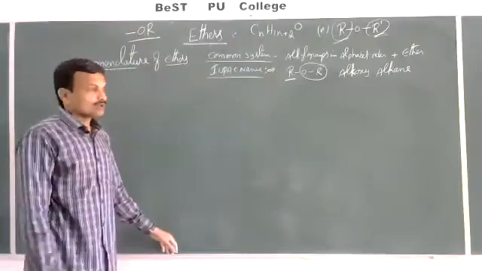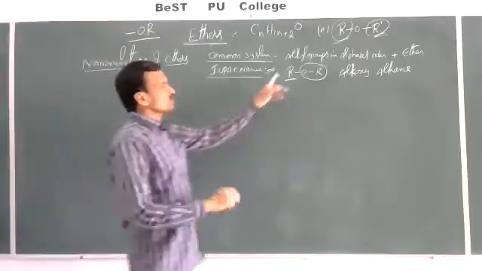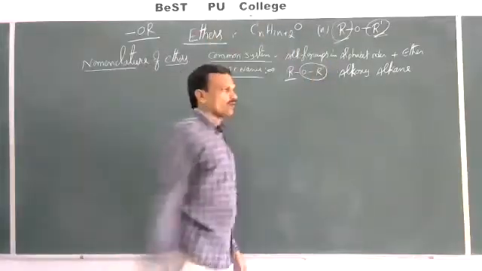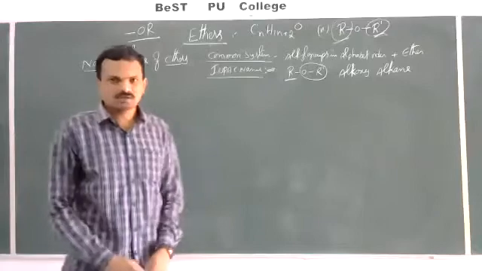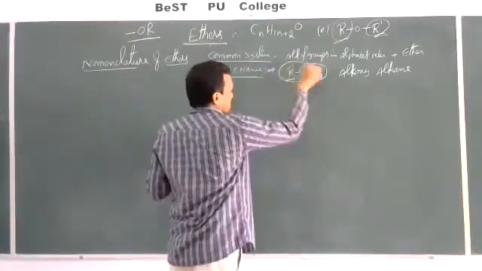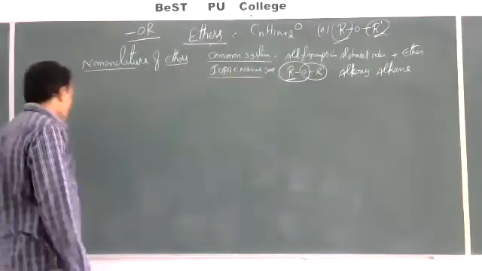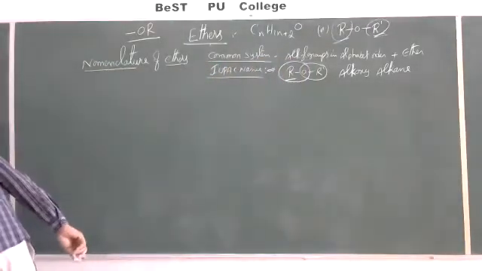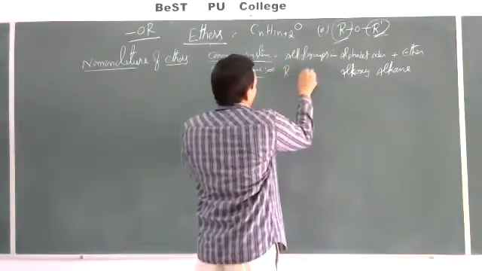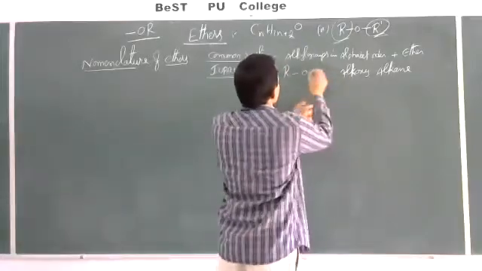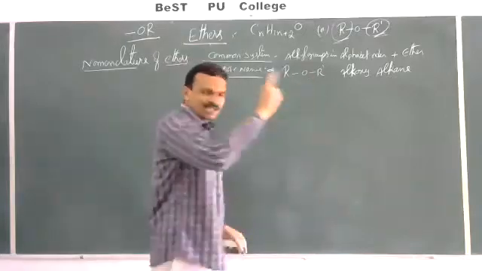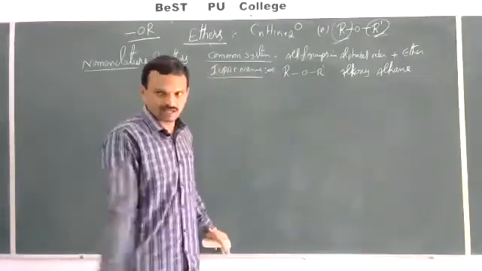Okay, and if two alkyl groups are present, both are same, no problem. Suppose both are different, one is R and another is R dash, then two possibilities are there. This you may take as alkoxy group, or this you may take as alkoxy group. Now, which one you should take as an alkoxy group? If two different alkyl groups are present, ROR dash, then among these two alkyl groups, whichever is larger should be taken as the parent alkane.